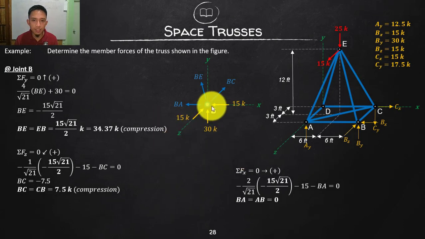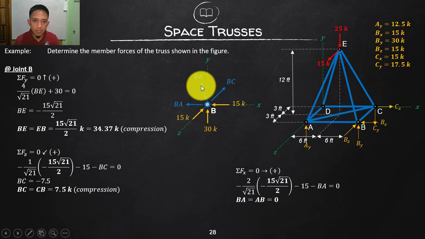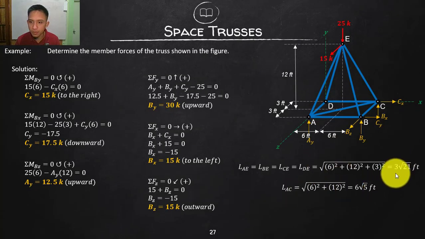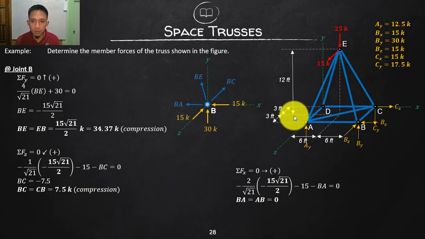So let's go back here. That is the only member that has a vertical component. BC is purely along Z, BA is along X, so only BE. So what is the component of this? How did I get that 4 over square root of 21? Look at this. We calculated that the length of this member inclined going to E is 3 square root of 21. And we will ratio that with the projection along Y. So what is your projection of this member along Y? That is rising 12. So 12 divided by 3 square root of 21.